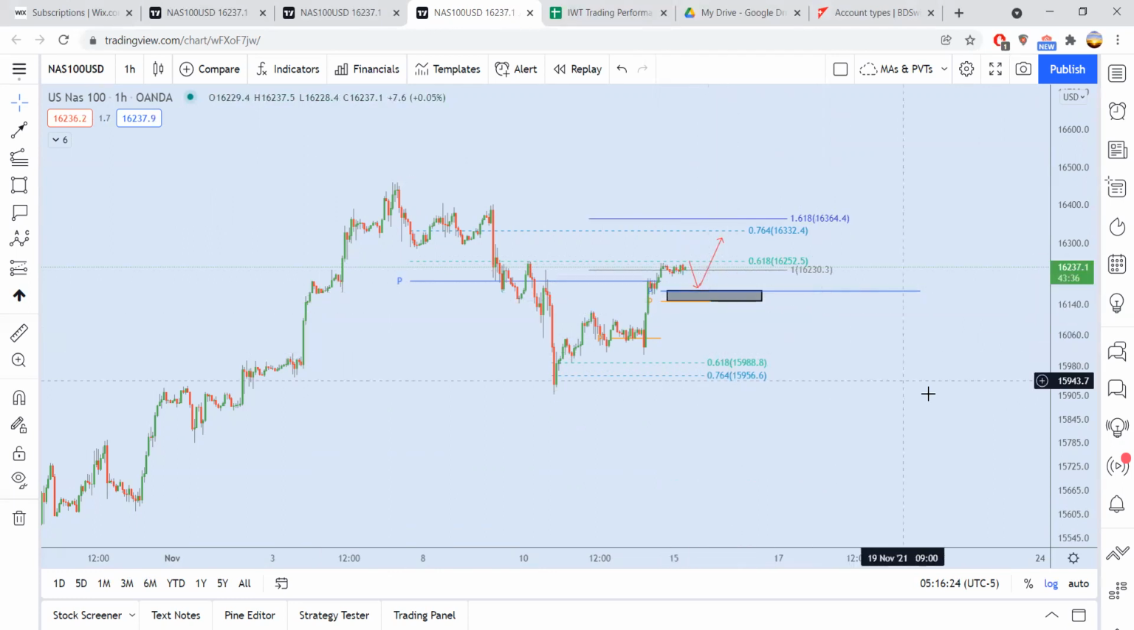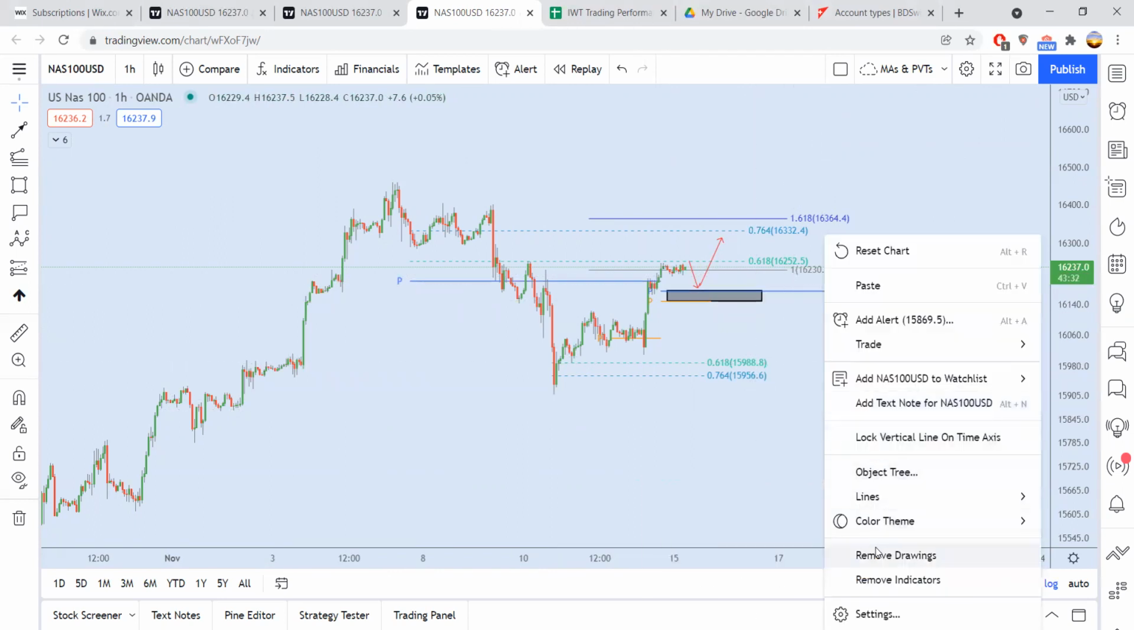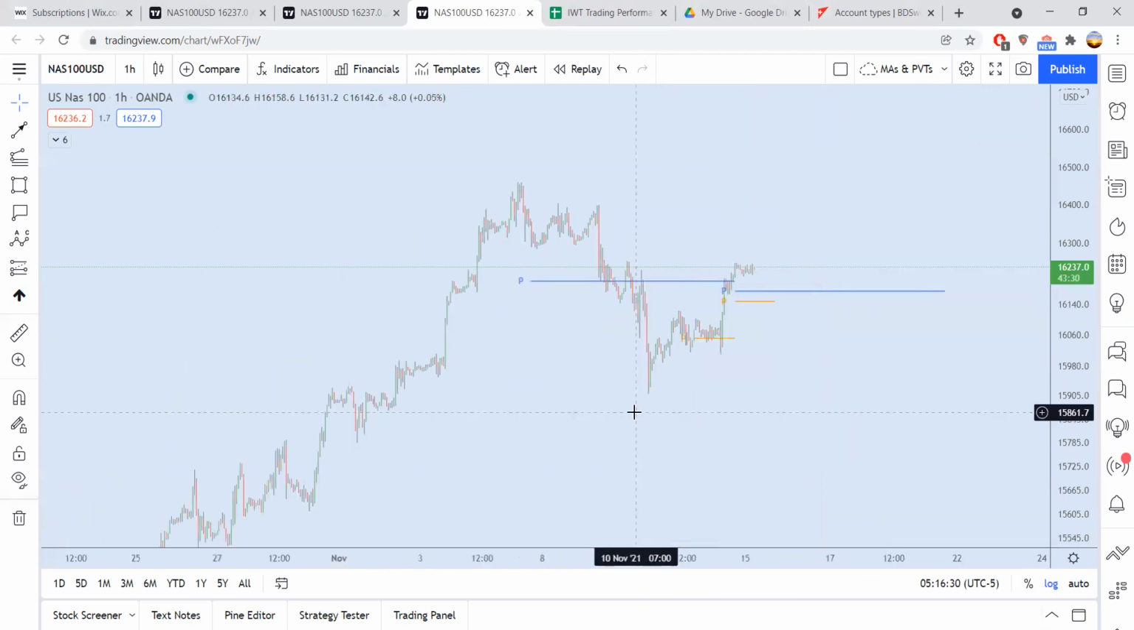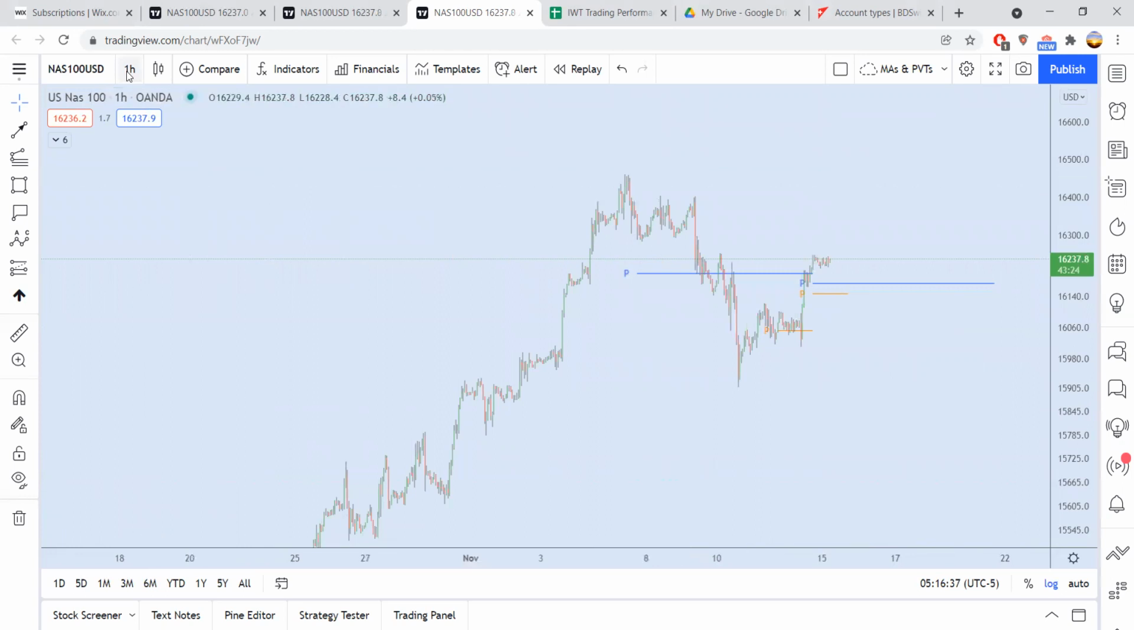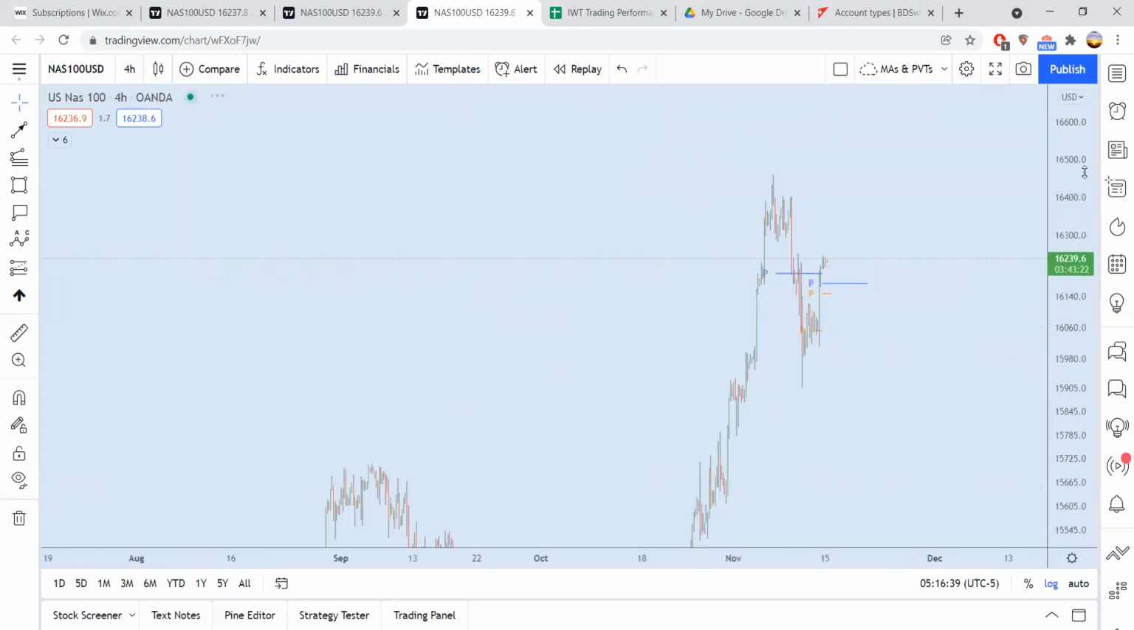So this pattern is bullish. And if we remove all the drawings, for some teaching lessons here, we can prepare that analysis again from scratch. So let's go to the 4-hour.